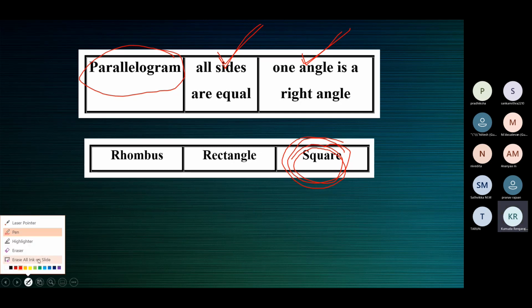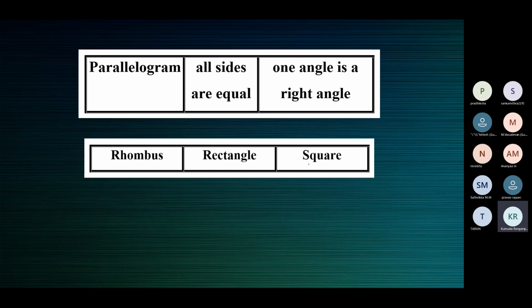So if you're given a quadrilateral and asked to prove it's a square, you need to first prove that it's a parallelogram. Then you need to prove that all the sides are equal, and also that one angle is a right angle. So if you can prove all these three, then that quadrilateral is a square. A square is a parallelogram in which all sides are equal and one angle is a right angle.